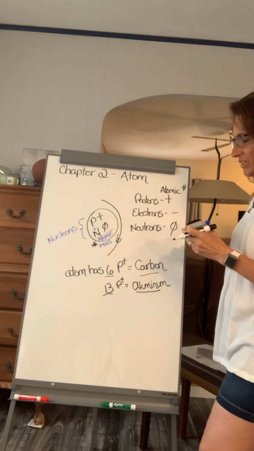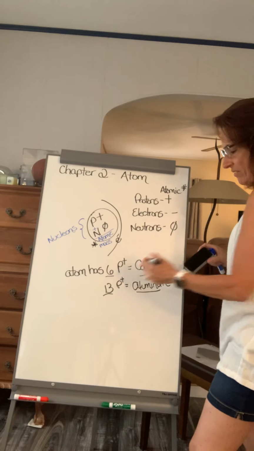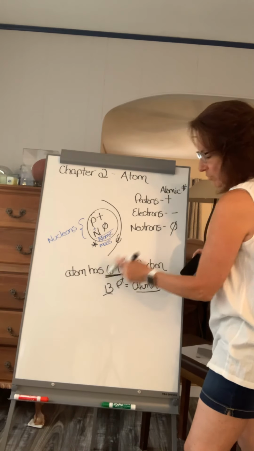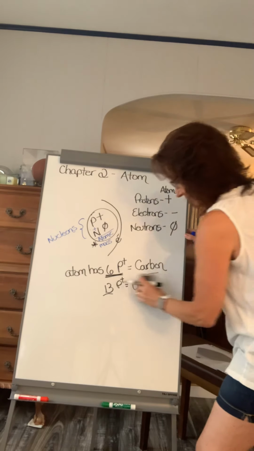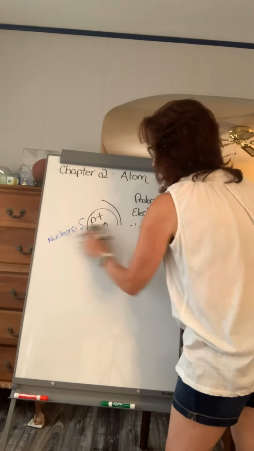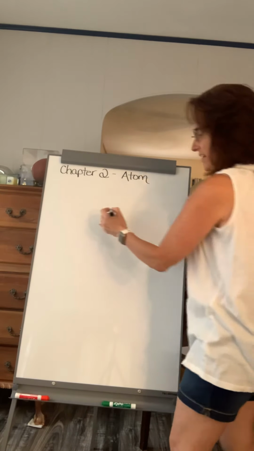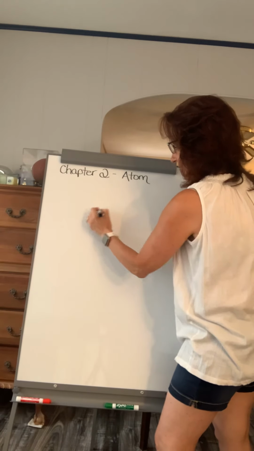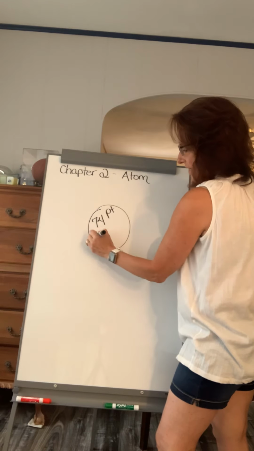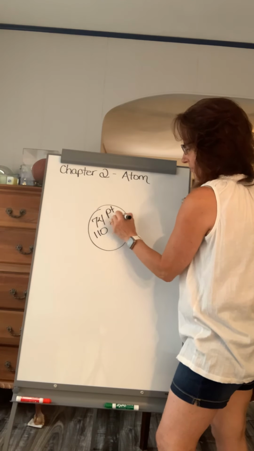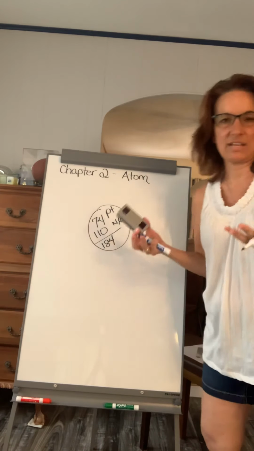And an isotope is something that will have the same number of protons but a different number of neutrons. So let me get rid of this and I'll give you an example. If we look at tungsten, because that's one that we're going to have to look at, tungsten has 74 protons, and it has 110 neutrons. So its atomic mass is 184 in a stable atom.